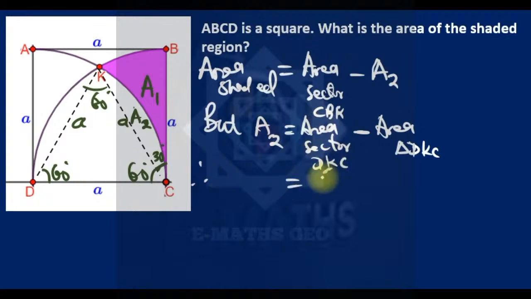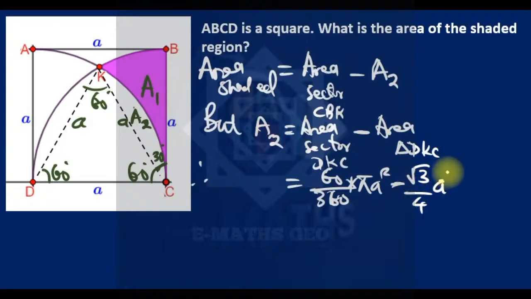We have 60 over 360 times pi a squared. That's the area of a sector, minus the area of the triangle. This is an equilateral triangle. We have a special formula, which is √3 over 4 times the side squared, and the side is a. So the area of an equilateral triangle is always √3 over 4 times the side squared. So we now substitute it.